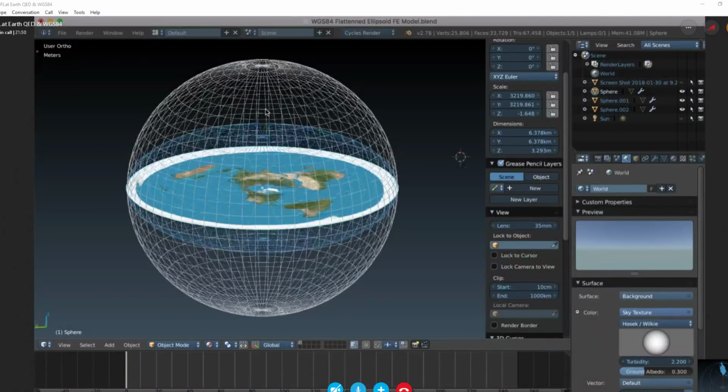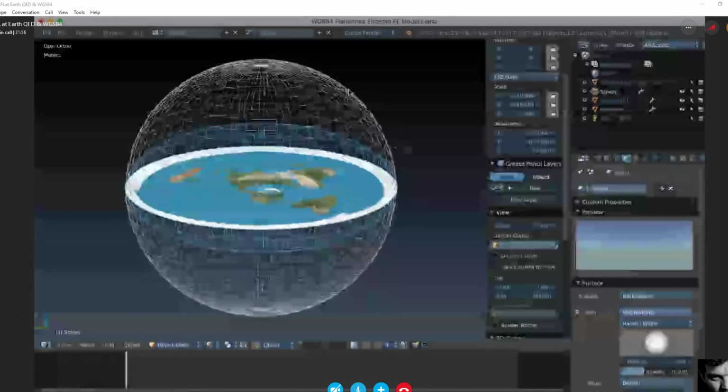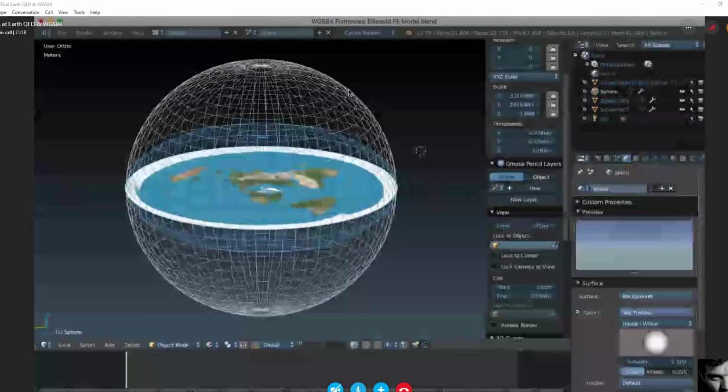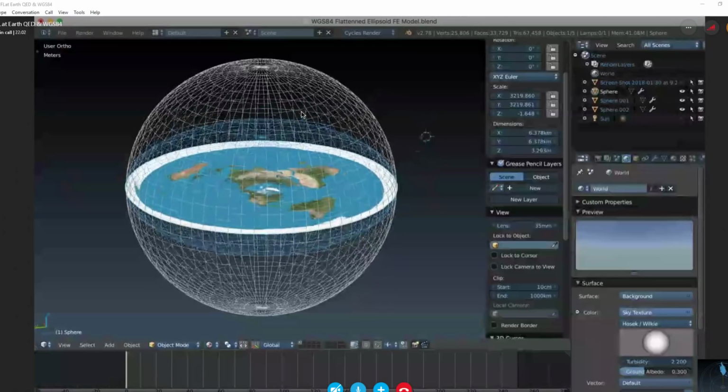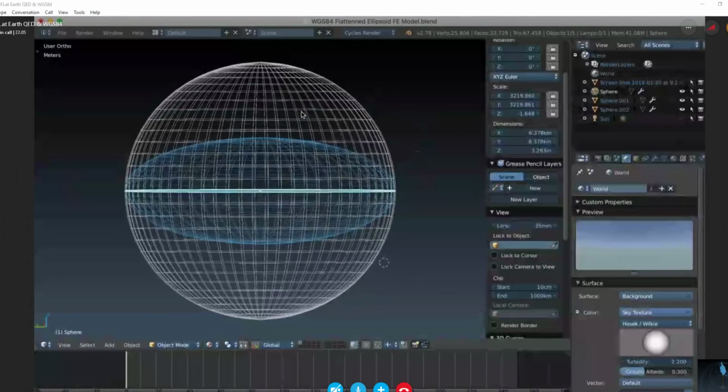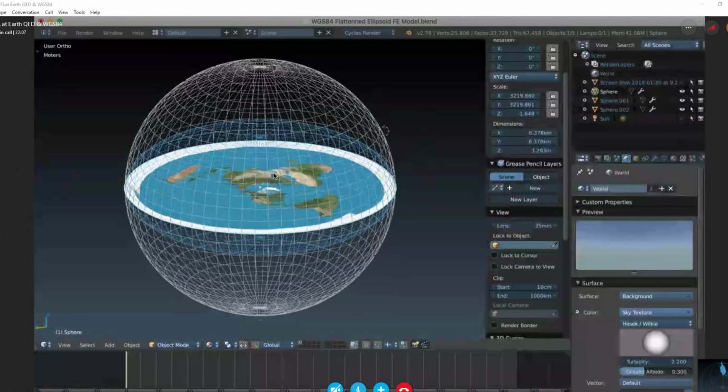So is there 2 rotation points in the night sky, one at the North Pole, one at the South Pole? And if there is, how does it work on this? This isn't set up to actually show it, but this is just WGS84.